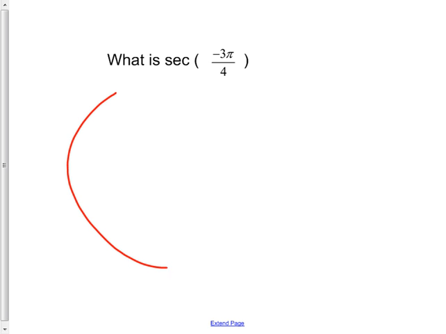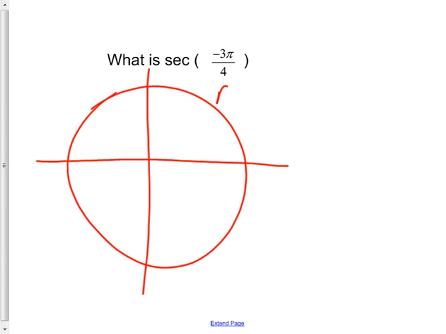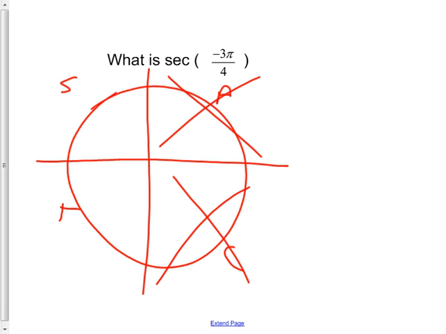Okay, so here it is. You should have this thing drawn. All Students Take Calc. And then you should ask yourself, where is secant negative? Probably a better question would be, where is cosine negative? Because cosine and secant go hand in hand, right? So where's cosine negative? Well, it can't be here, because cosine's positive there. And can't be there. So secant's negative in 2 different spots. It's either here or here.